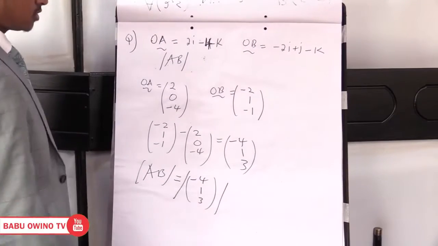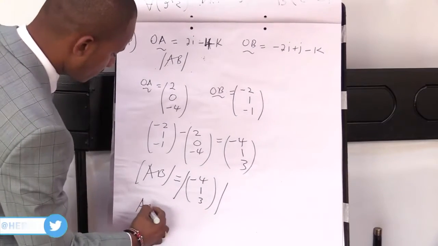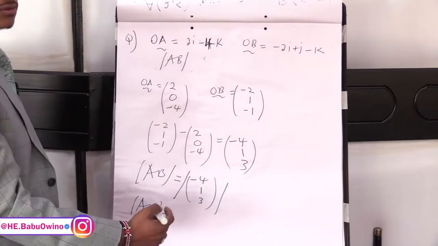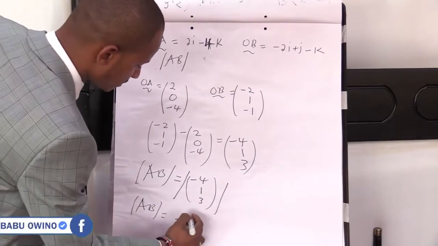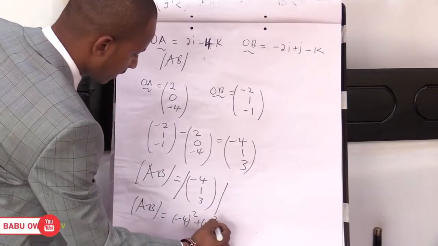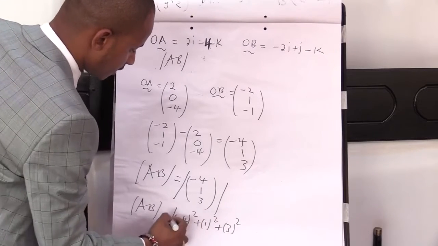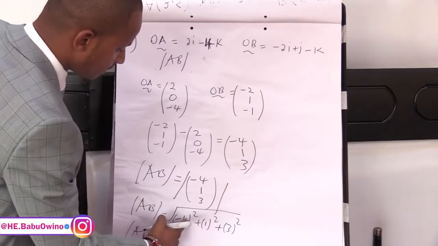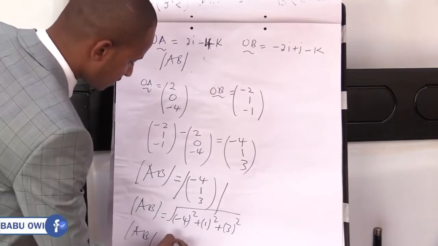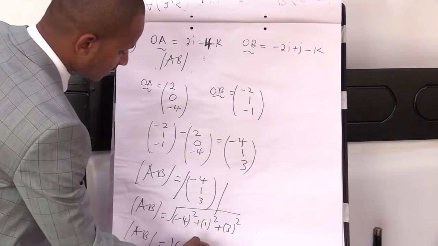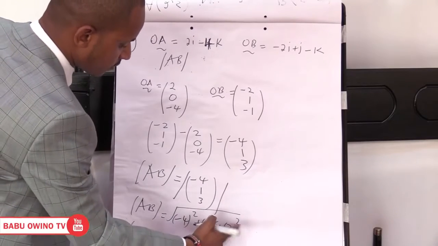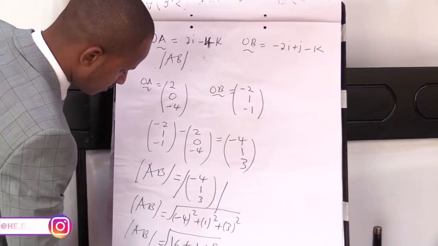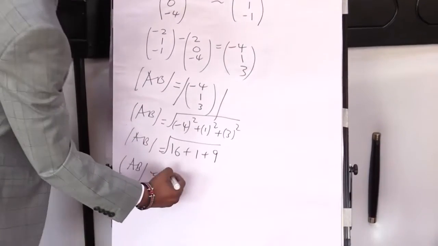Then you introduce the two parallel signs. So the modulus of AB equals, we square every number here, then we add them and find the square root. So that is minus 4 squared plus 1 squared plus 3 squared, everything in the square root. Minus 4 squared is minus 4 times minus 4, which is 16, plus 1 squared is 1, plus 3 squared is 9. So this is the square root of 26.